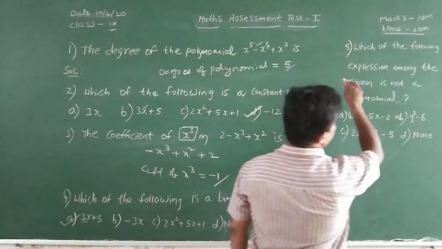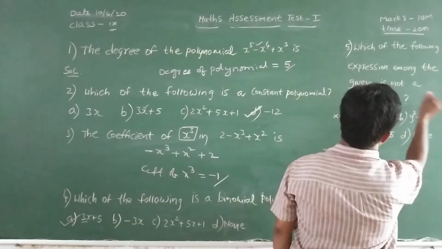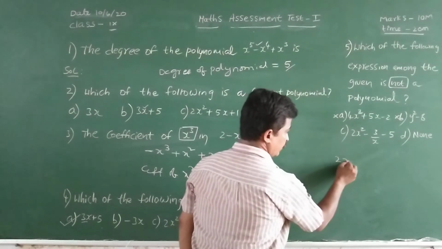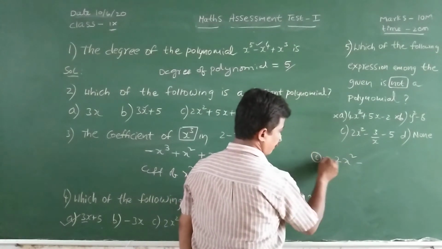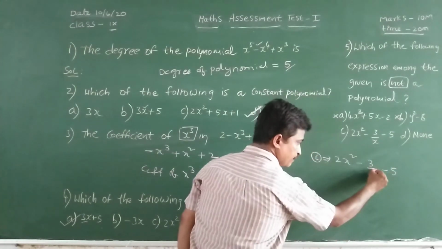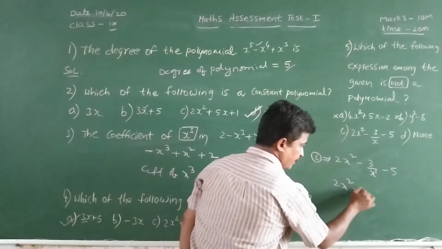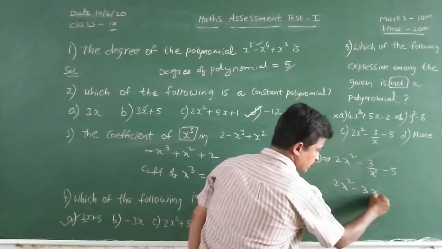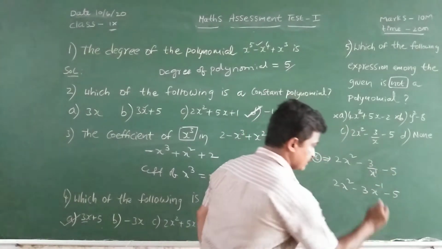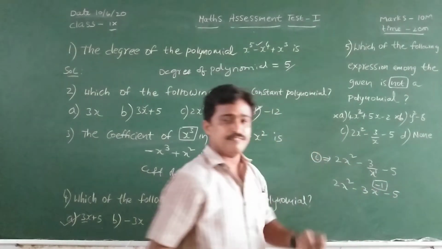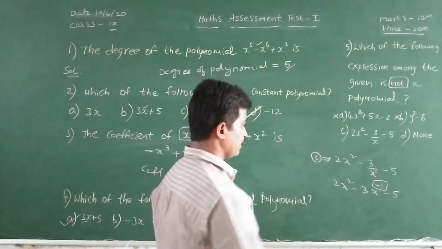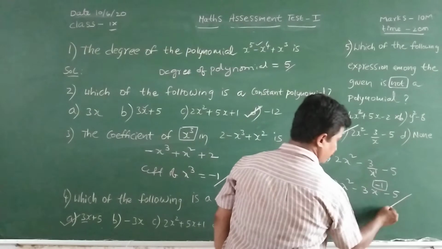He is asking which expression among the given is not a polynomial. So coming to the third option, option C, 2x square minus 3 by x minus 5. Here 3 by x comes to the numerator as 3 x power minus 1, minus 5. You observe the power of x. Here the power of x is negative. If the power of x is negative, then it is not defined as a polynomial. So our required option is C. These are the 5 bits.